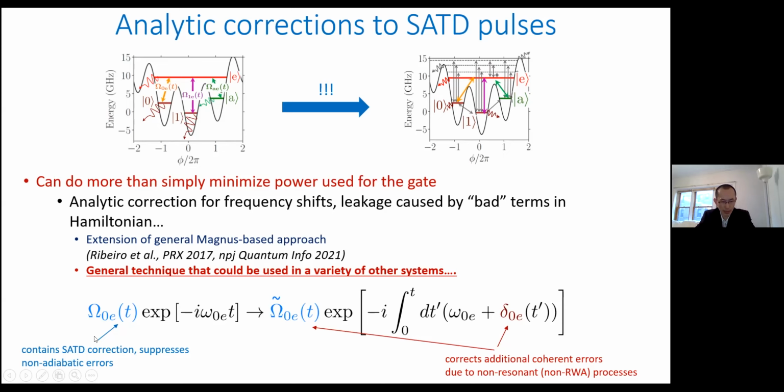So here is the idea. So we already have the SATD pulse that we use for simple few level systems where we correct for the non-adiabatic errors, and we can build on top of it the Magnus corrections, which further modify the pulse envelope and introduce a time-dependent chirp which mitigate the current errors.